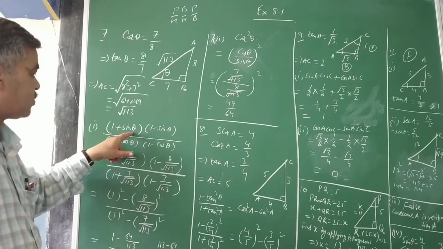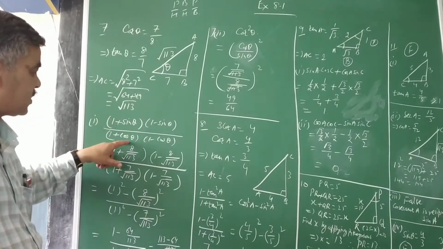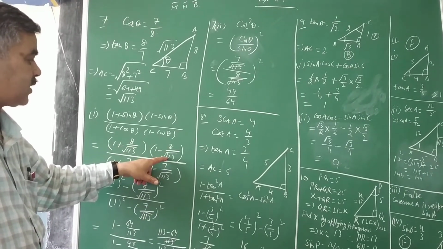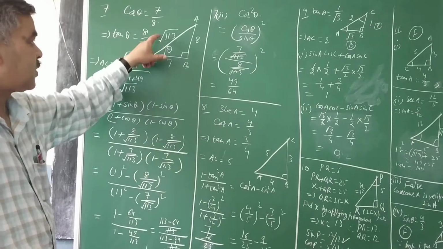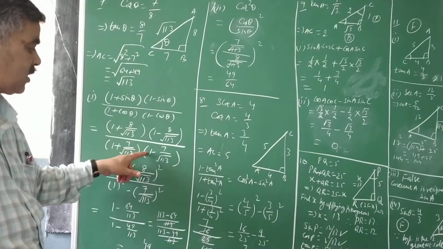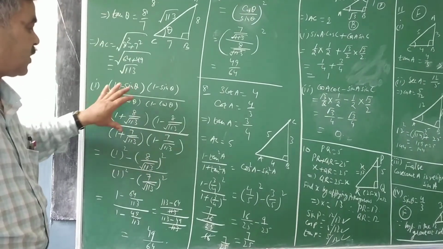Now put the values. 1 plus sine. Sine is perpendicular upon hypotenuse, so 1 plus 8 upon root 113. Similarly, 1 minus 8 upon root 113. Cos is base upon hypotenuse, so the denominator will be 1 plus 7 upon root 113, and 1 minus 7 upon root 113. So the trigonometry is over within this step.